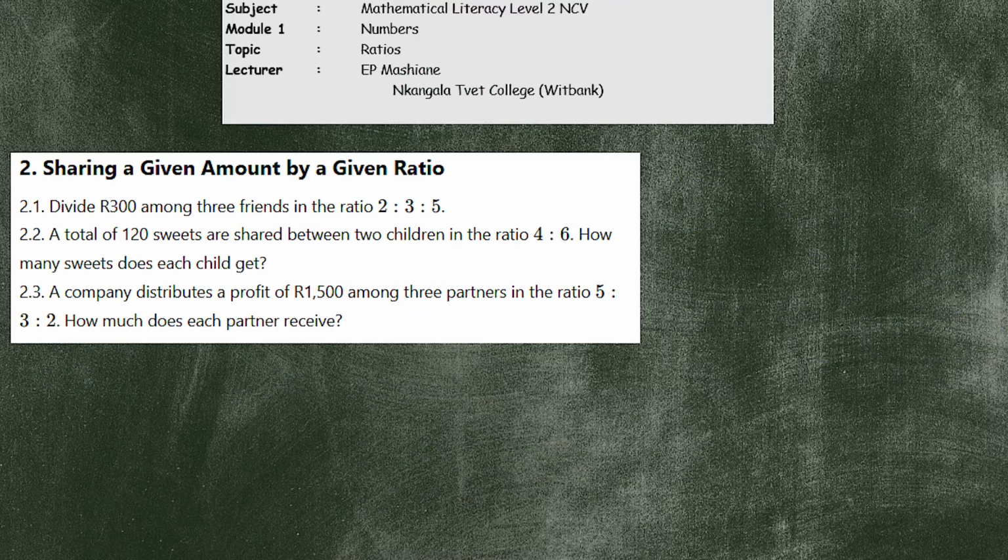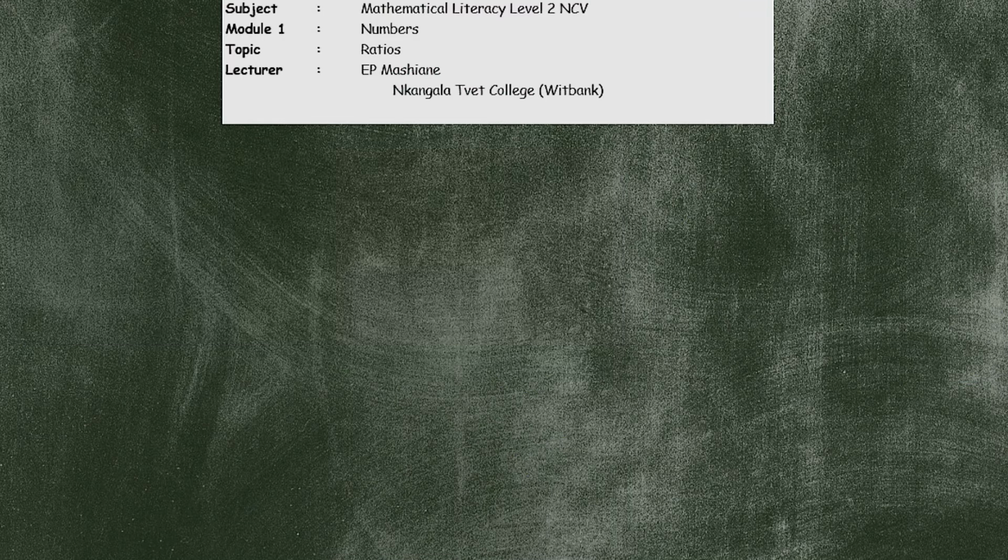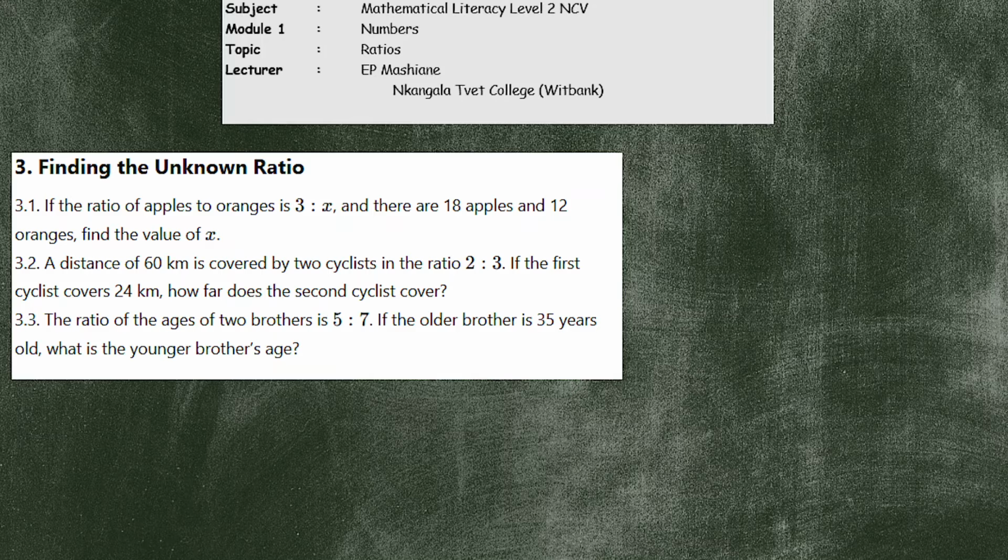Now for the last part of our lesson, we are finding the unknown ratios. Okay, so in this case, you are actually given a ratio. You have to use that ratio to work out the unknown ratio. I know it sounds a little bit confusing, but when you do it, it's gonna make sense.